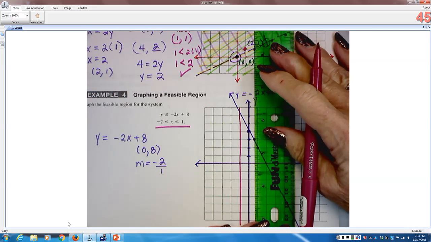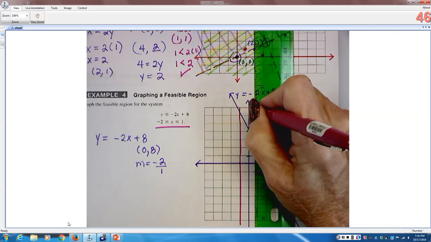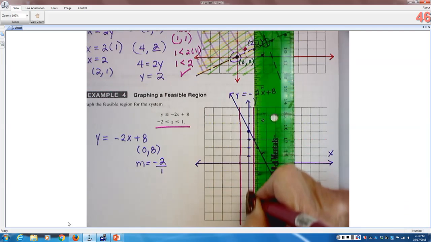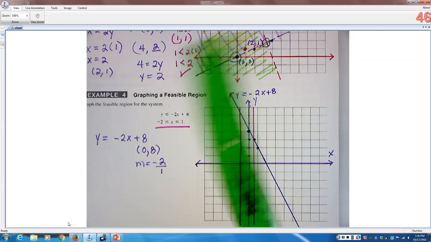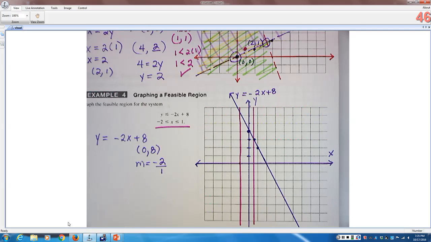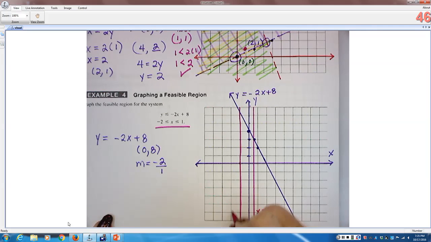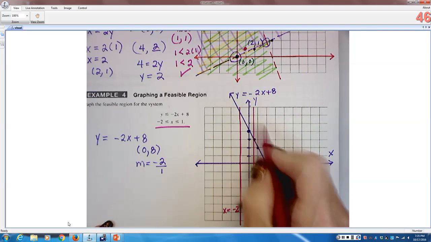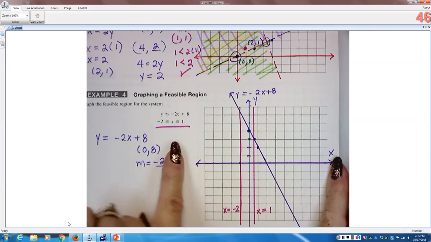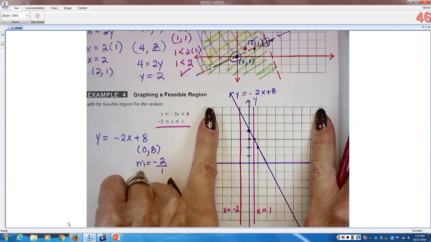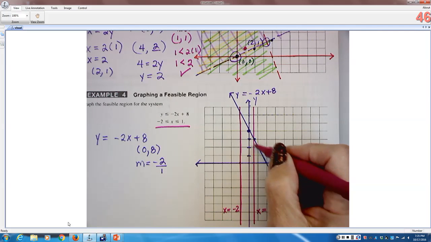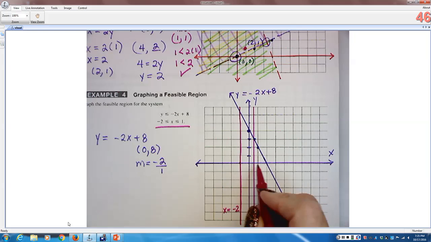And that means that this is where x is equal to 1. Notice they're both vertical lines. And the only values that I can use are the values that are in between those two lines. I can't use any values out here, neither one. So when I test to see which side of this to shade on, I want to stay between those two lines when I start doing my shading.